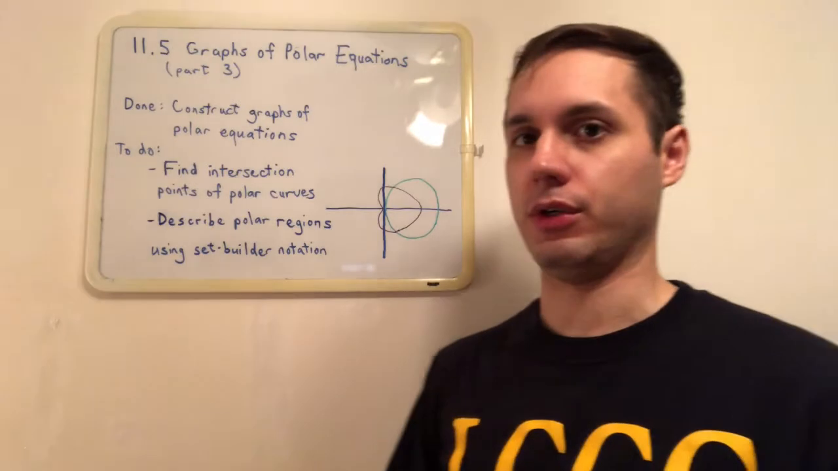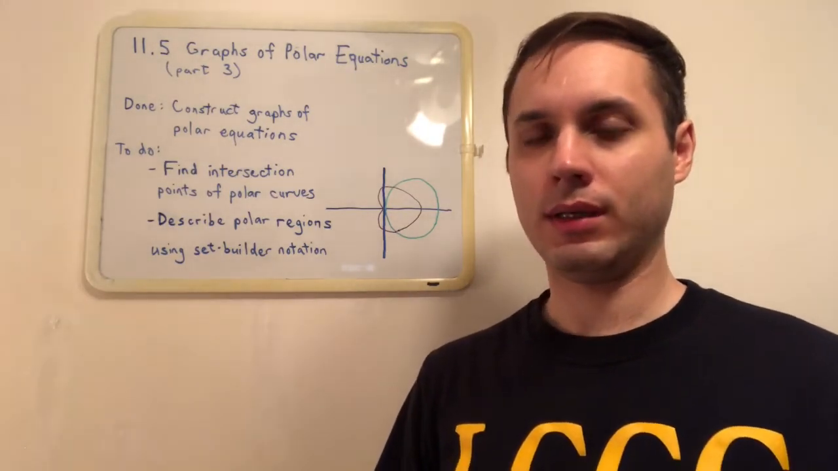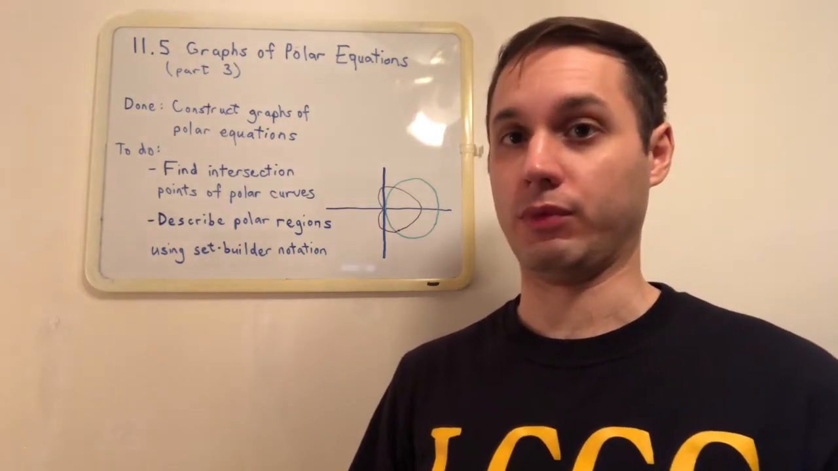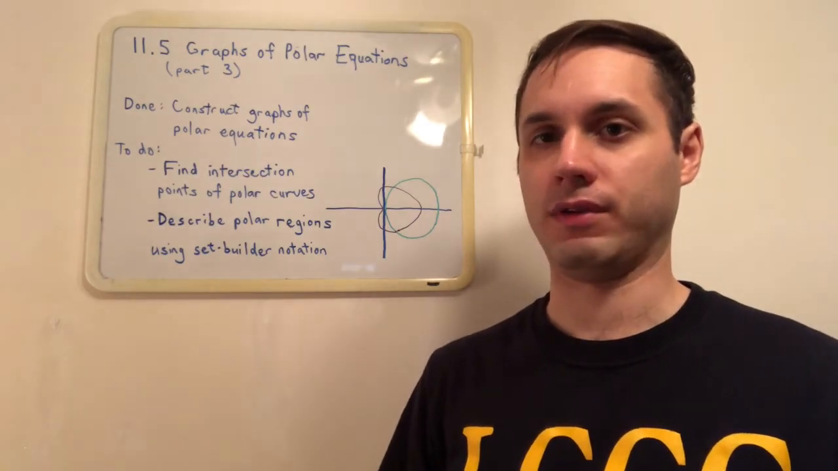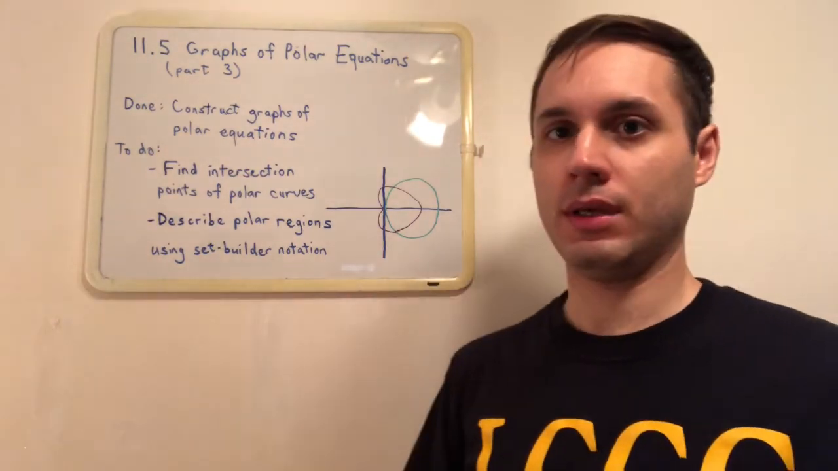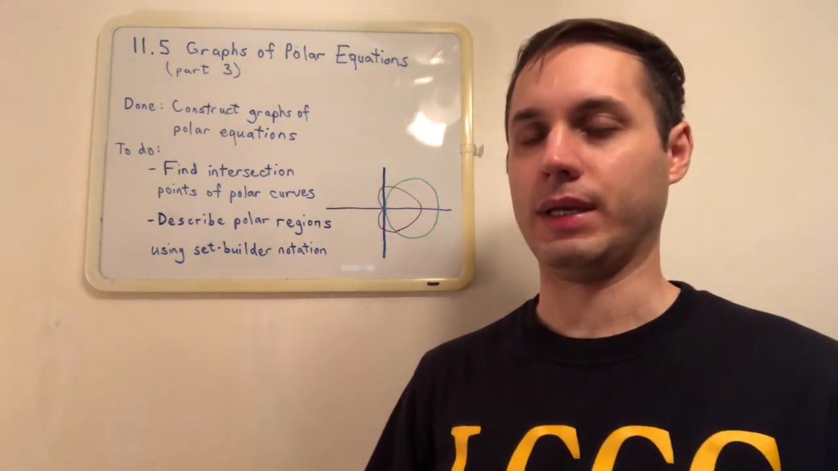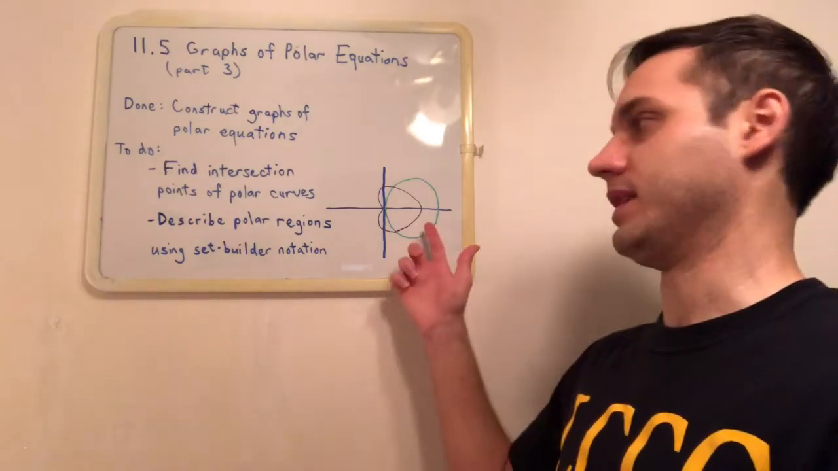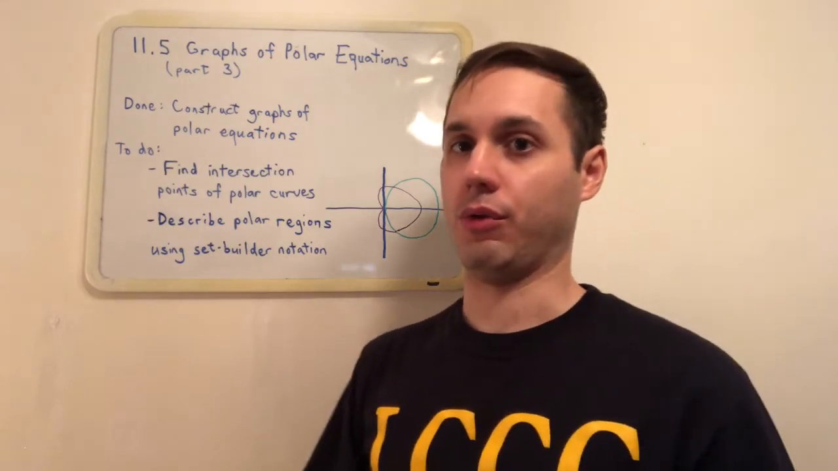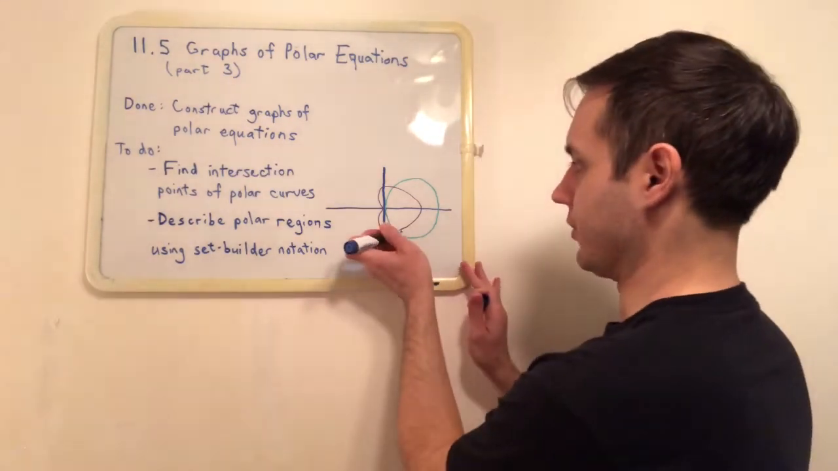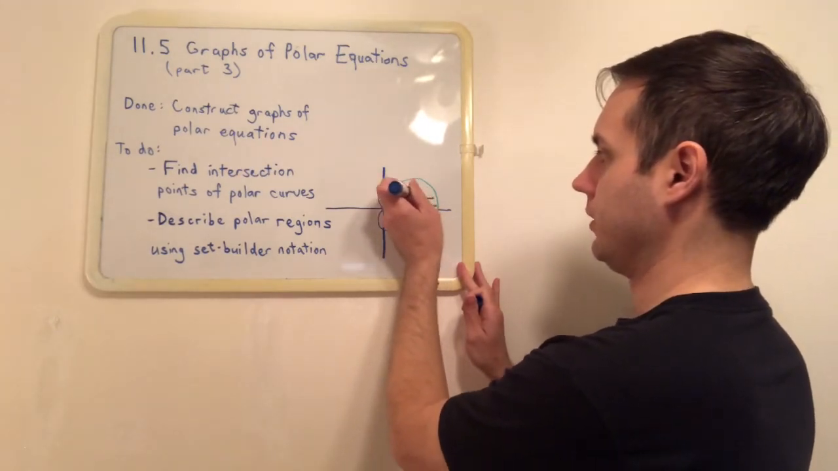The other thing we want to do is be able to describe polar regions in set builder notation. The reason why we want to do that is when you get to calculus 2, you're going to want to be able to find the areas of regions in 2 dimensions that are described by polar curves. So a typical calculus 2 problem might be to find the area that is inside the green circle but outside the purple cardioid. So the region in question, inside the circle but outside the cardioid, would look like this.